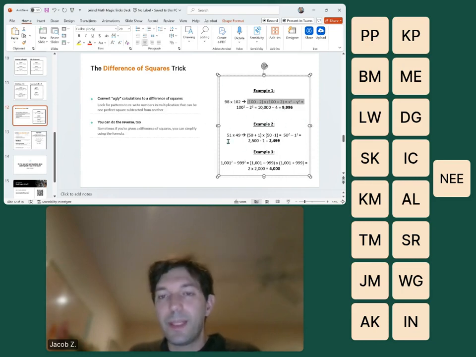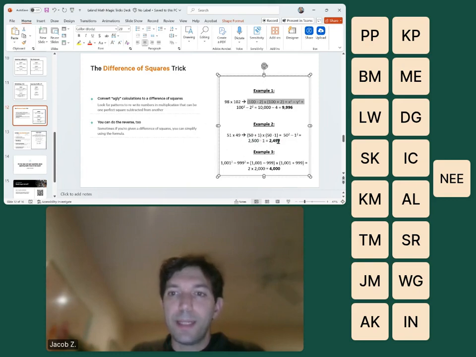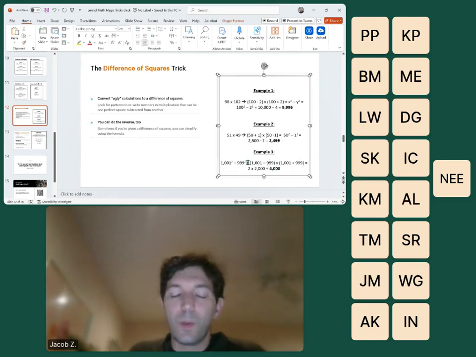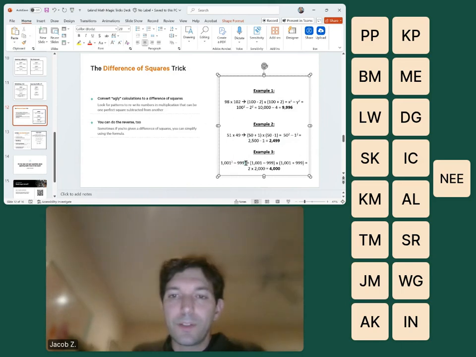So another similar example, 51 times 49. Those are both around 50. So you have 50 plus 1 times 50 minus 1. And then that's 50 squared minus 1 squared. Very easy to do, 2,500 minus 1. So just 2,499. The last example is one of these patterns that you're likely to see on the exam, where they give you something that looks like 1,001 squared minus 99 squared. And that's something you definitely don't want to do.